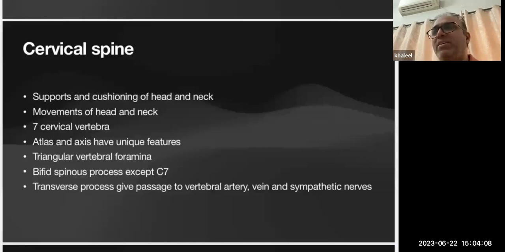The vertebral foramina are slightly different in shape as compared to the thoracic or the lumbar spine, and they are triangular. The spinous processes in the cervical spine are bifid, except C7, and C7 is the longest one. One more unique characteristic in the cervical spine is the transverse processes. They have the foramina, the foramina transversarium. They give passage to the vertebral artery, vein, and sympathetic nerves. This is very important because when we do interventions, we must be aware of the location of the vertebral artery as well.